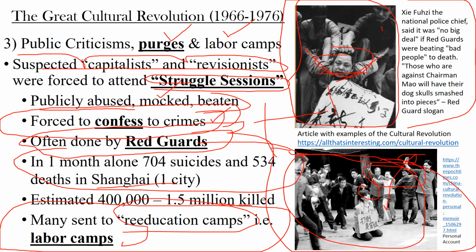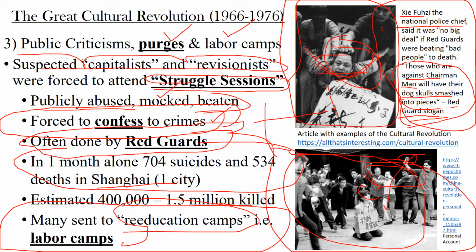And you've got this quote here that kind of represents the Red Guard and the idea of these people. This is a Red Guard slogan that they would use, and this is from Xie Fuzhi, who's the national police chief. "It's no big deal if Red Guards were beating bad people to death. Those who are against Chairman Mao will have their dog skulls smashed into pieces." And so this is how people felt. That's how these Red Guards felt, that all of these people are the enemy. They weren't the enemy. They were just people.